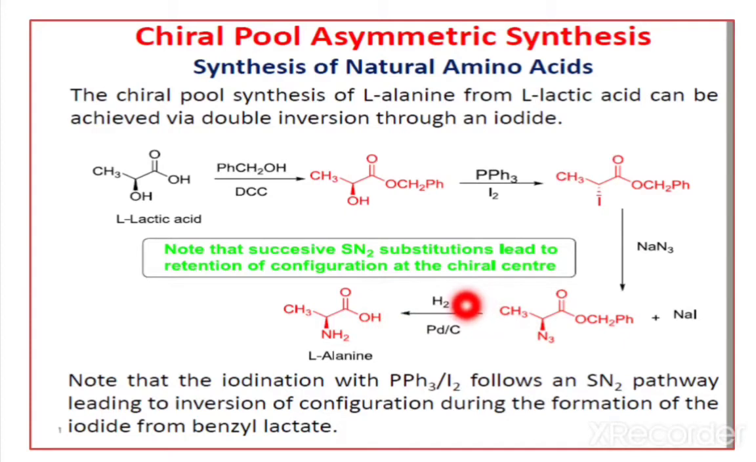And the last step is palladium on carbon, deprotection of the carboxylic acid, we get the L-alanine. That means in this reaction there are two inversions, therefore we get retention in the product. Note that the iodination with triphenylphosphine, PPh3, in the presence of I2 follows an SN2 pathway leading to inversion of configuration during the formation of the iodide from benzyl lactate.